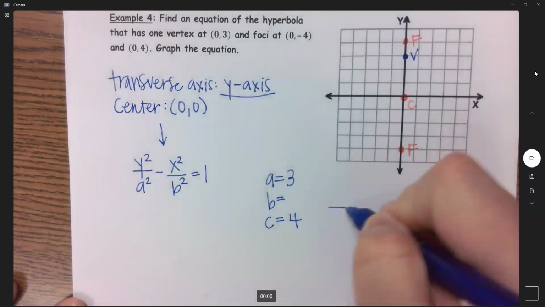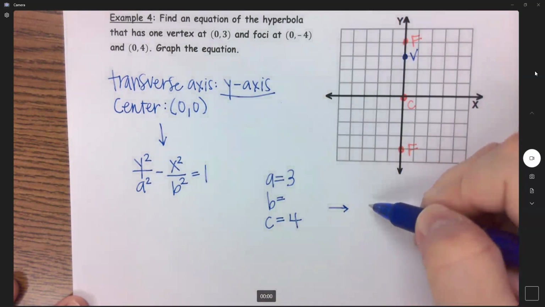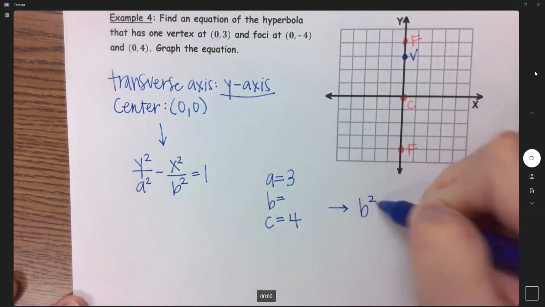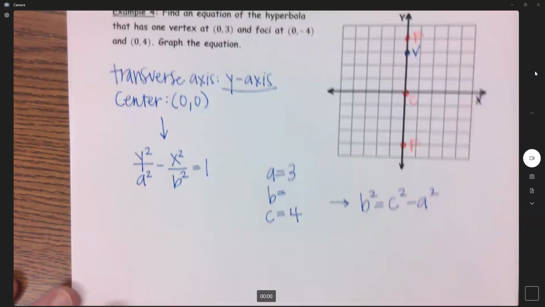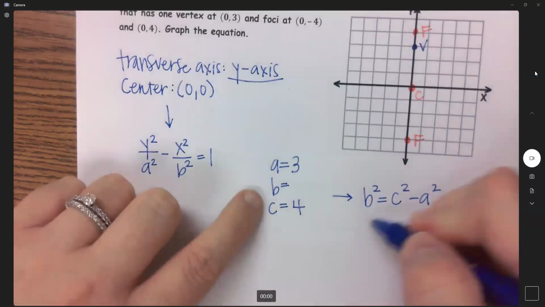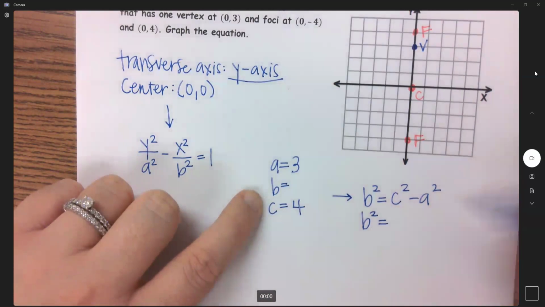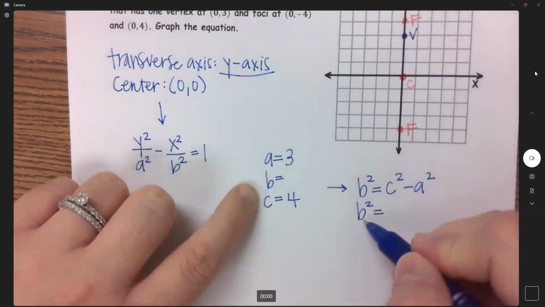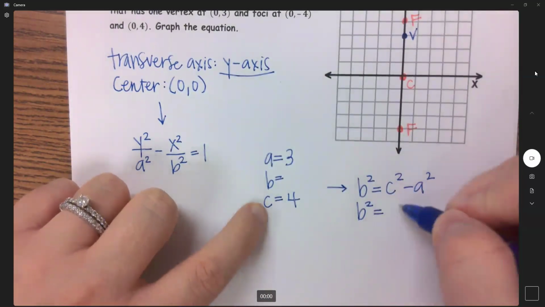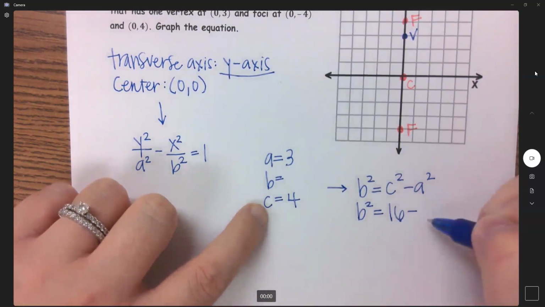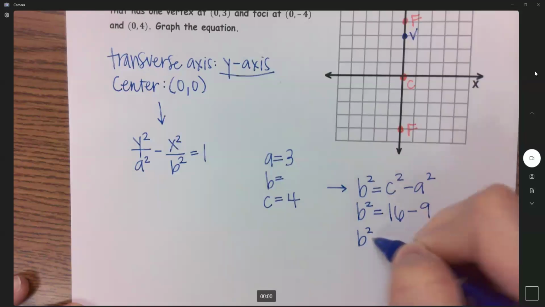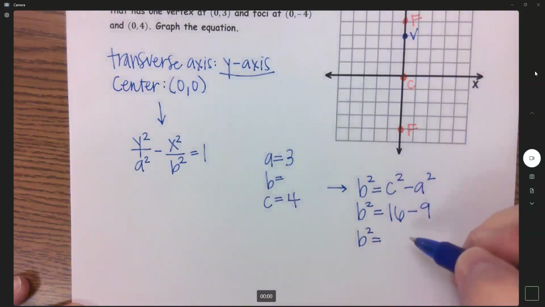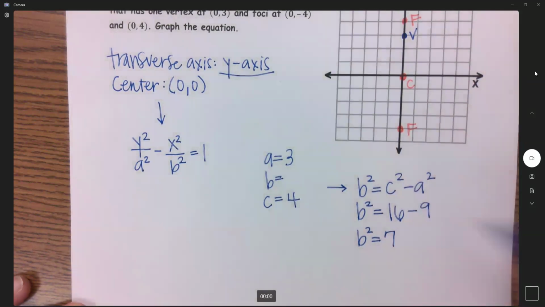So let's use, what is it? b squared equals c squared minus a squared to find b. We already have c. So b squared, we don't know. c squared is 16. a squared is 9. So we have b squared is 7.